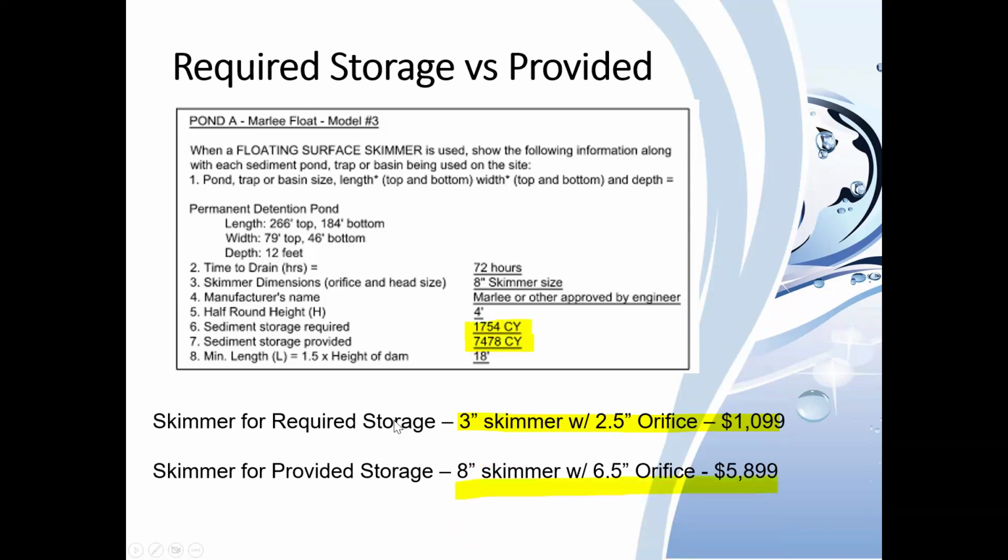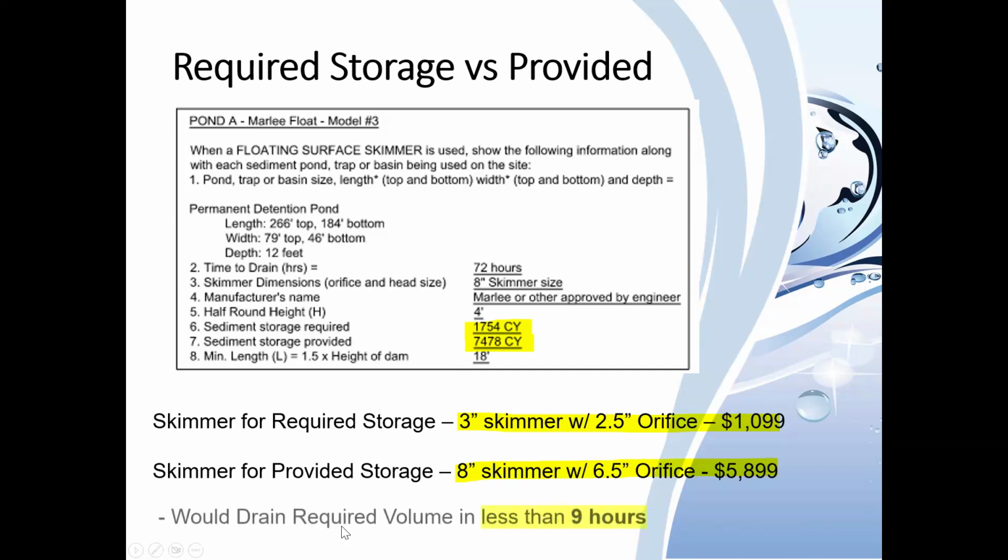So the skimmer that they specified as an 8-inch skimmer, actually the 8-inch skimmer with a 6.5-inch orifice, would drain that provided storage at 7,500 cubic yards in 72 hours. That is an almost $5,900 skimmer. So $4,800 more expensive skimmer for that.